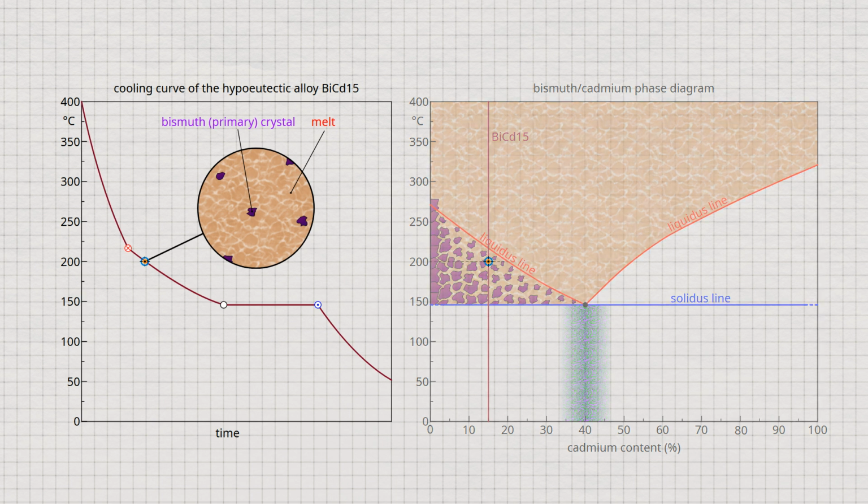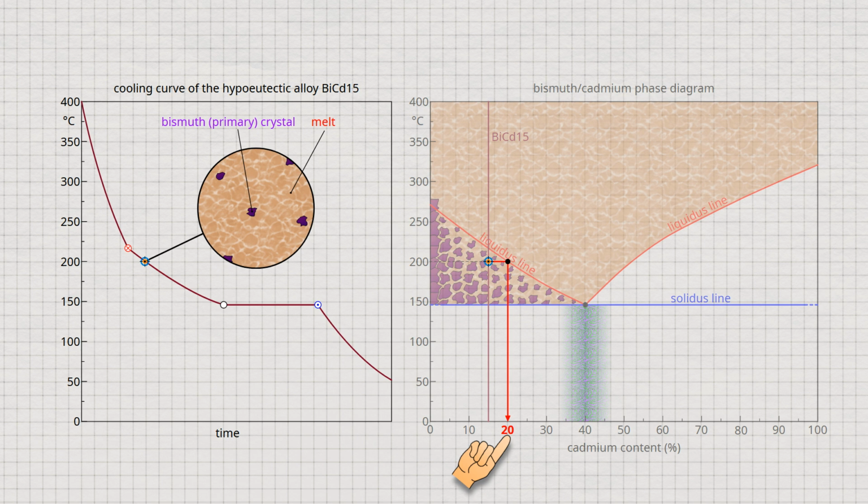This is done by first drawing a horizontal line at the current temperature up to the liquidus line. At the point of intersection, a vertical line is drawn to the concentration axis and the cadmium content of the melt is read off. In this case, the residual melt at 200 degrees Celsius consists of approximately 20% cadmium and correspondingly 80% bismuth. The phase diagram can also be used to determine the chemical composition of the primary bismuth crystals.